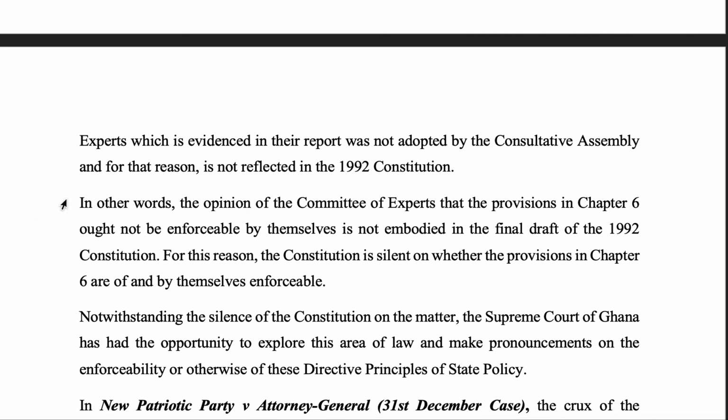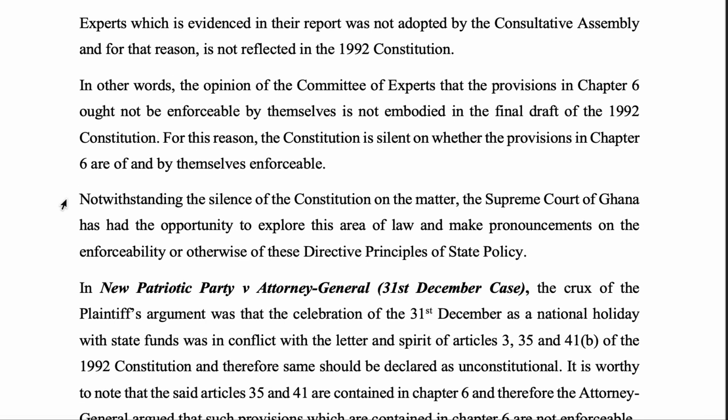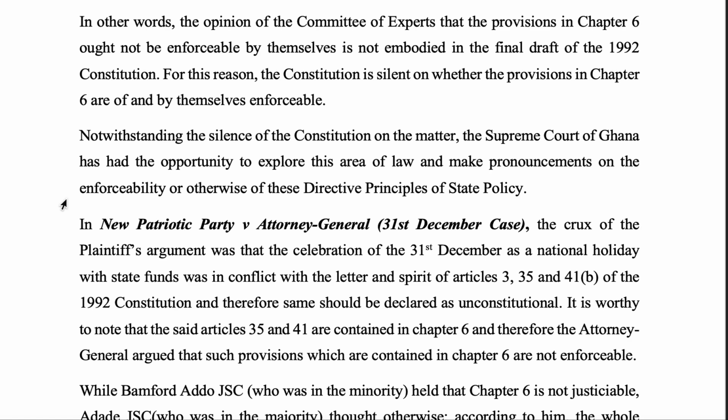So let me read this portion again. In other words, the opinion of the Committee of Experts that the provisions in Chapter 6 ought not be enforceable by themselves is not embodied in the final draft of the 1992 Constitution. For this reason, the Constitution is silent on whether the provisions in Chapter 6 are of and by themselves legally enforceable. Notwithstanding the silence of the Constitution on the matter, the Supreme Court of Ghana has had the opportunity to explore this area of law and make pronouncements on the enforceability or otherwise of these directive principles of state policy.